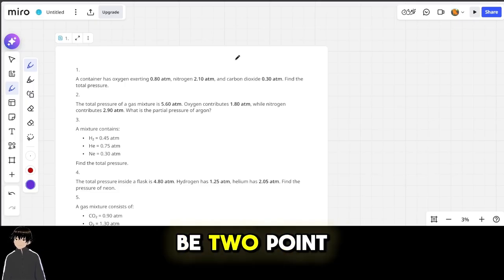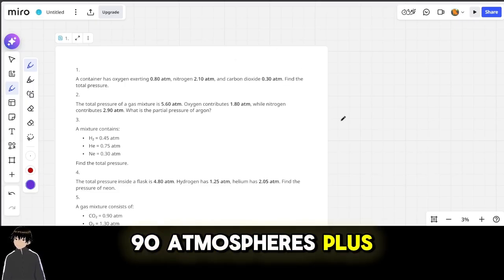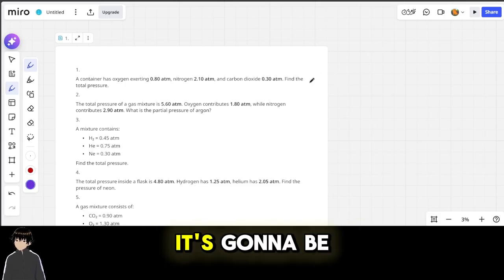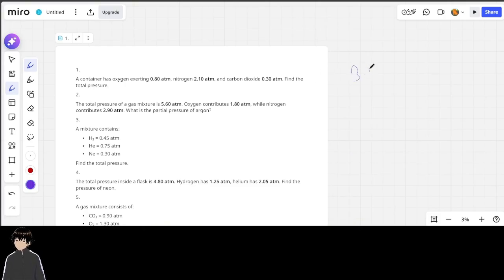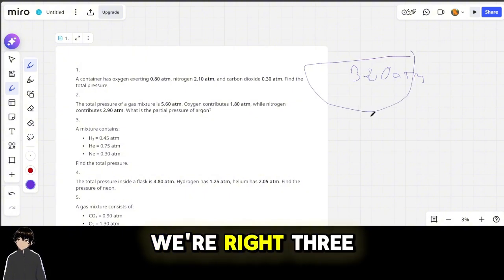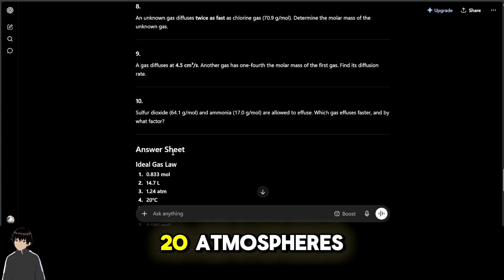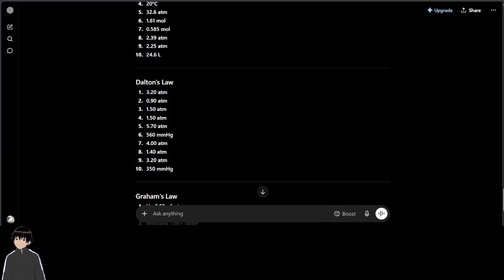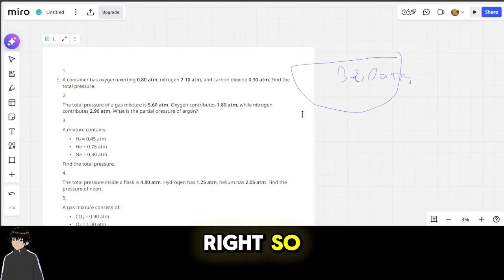So that's going to be 2.90 atmospheres plus 0.30. It's going to be 3.20 atmospheres. So let's check if we're right. 3.20 atmospheres. Yeah, we're right.